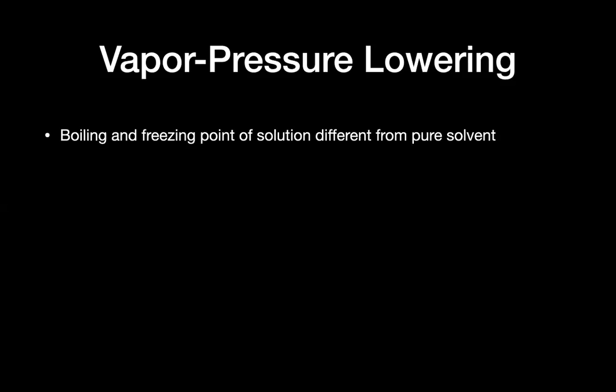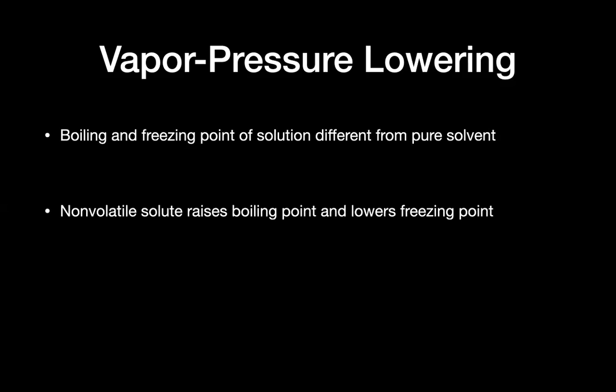So the first colligative property I'm going to talk about is called vapor pressure lowering. And I think I've already discussed it a little bit. The boiling and freezing points of a solution are going to be different than that of the pure solvent. A non-volatile solute raises boiling point and lowers freezing point. So those are going to be two other colligative properties.